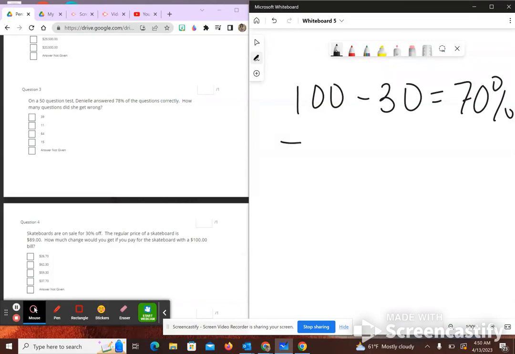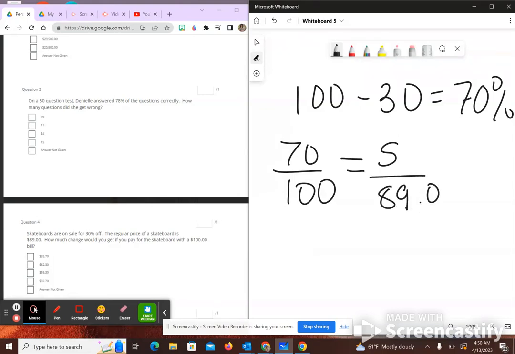So I'm going to write it as 70 out of 100, because that's the percent that I'm going to pay, is equal to S over $89. Okay, so the 70% again represents the amount that you're going to pay. The $89 is the original, or the full 100% price of the skateboard. So I'm going to solve this proportion to figure out the sale price of the skateboard.